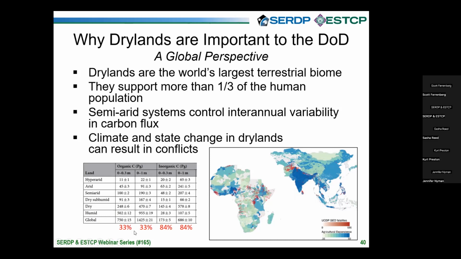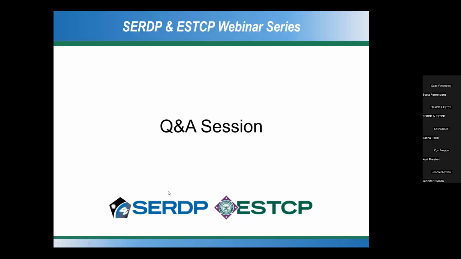We also know that drylands are a critical part of feeding back into climate change through changes to the carbon cycle. Here you can see that drylands make up more than a third of organic carbon and almost 85% of the inorganic carbon stored in soils. So if drylands change and respond to the interactive effects of climate and land use change, we could expect that to further feed back to affect our future climate in ways that we're trying to understand.